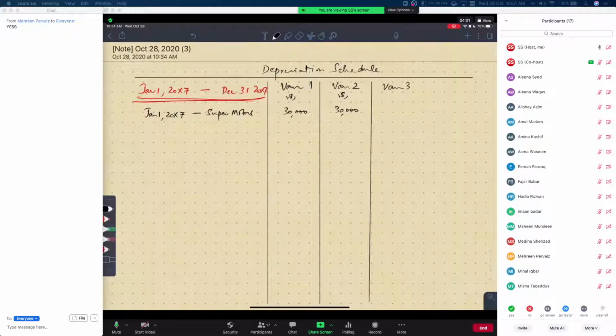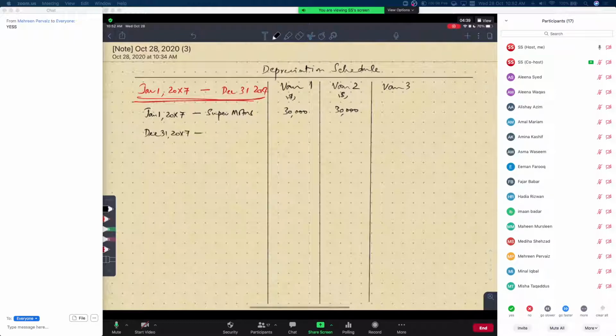So on 1st of January 20x7, we bought these two vans, and then we look for more events. More events over here means we look for any other van bought during this very year, or anything that we sold during this year. But up to 20x7 we have not bought or sold anything more, because the next transaction happening is on the 1st of September 20x8, and that is the next year, not the current year. Our current year is 1st of January 20x7 to 31st of December 20x7. So that means we have reached the end of the year on 31st of December 20x7.